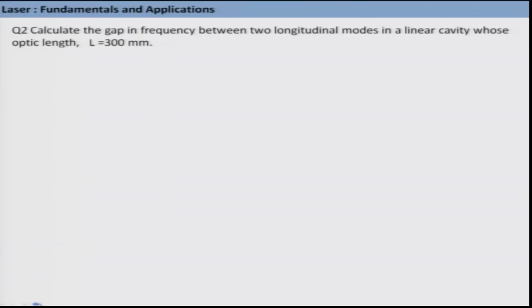We are supposed to calculate the gap in frequency between two longitudinal modes in a linear cavity whose optical length is 300 millimeter. So, essentially you have a cavity, and it says linear cavity. That is what we have discussed. We did not discuss any other type of cavities that are possible. So, essentially this distance is 300 millimeter. Now, there are several longitudinal modes that are possible.